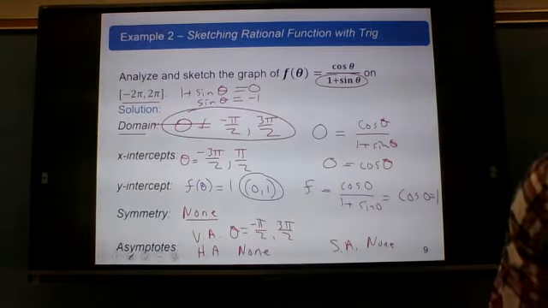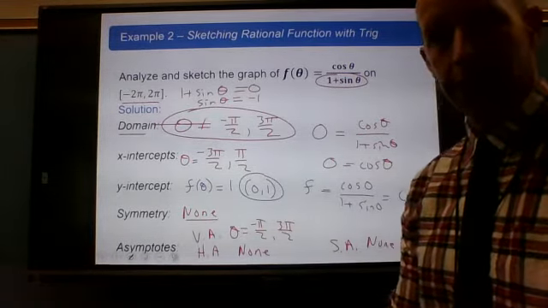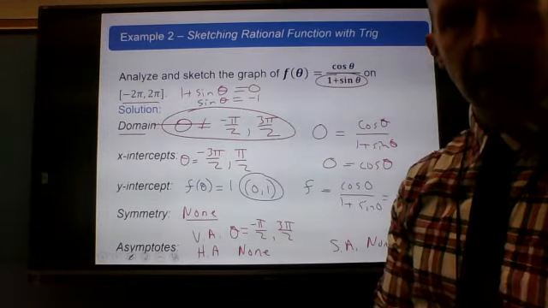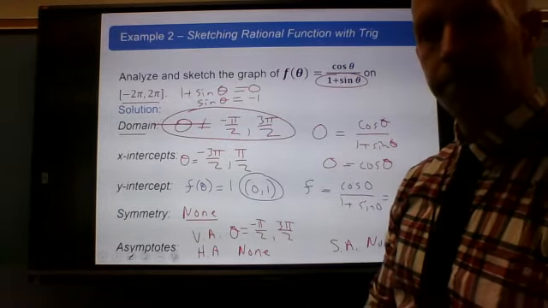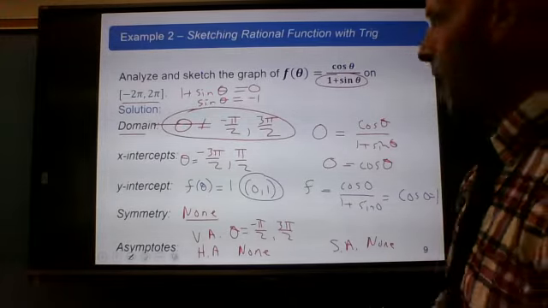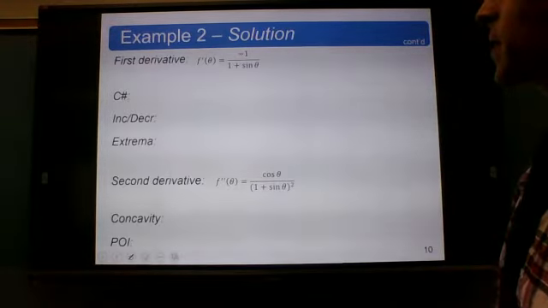Comments or questions here for this particular example so far? Again, I haven't really gotten too much into any calculus-y stuff. This is more pre-calc. Okay, so let's go ahead and finish this guy off.